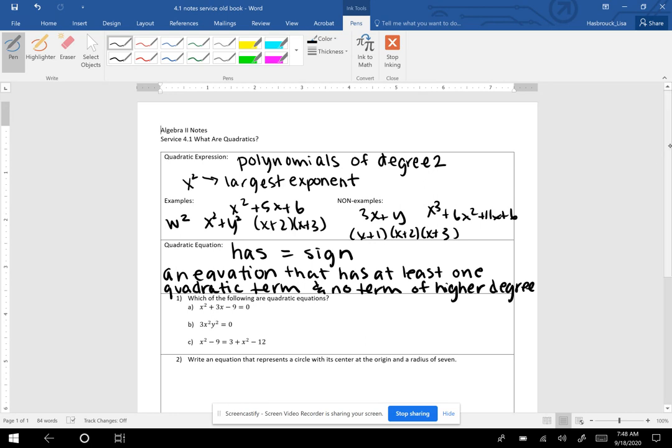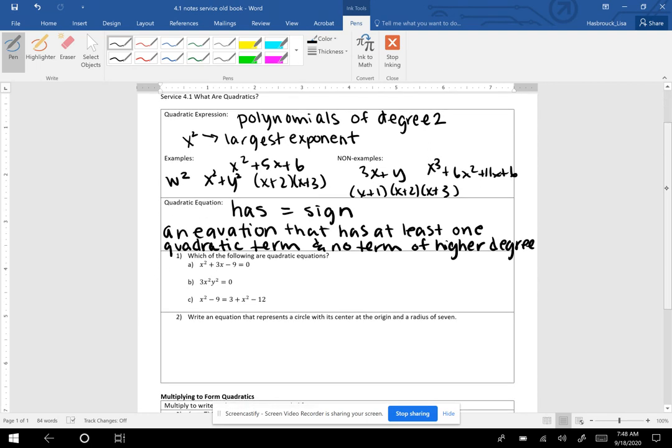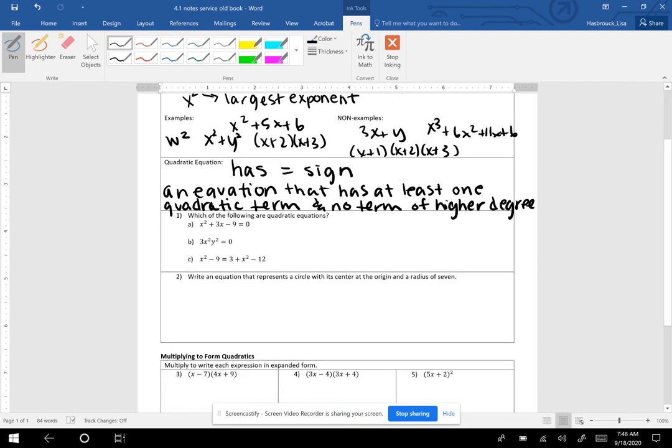Looking at the example to follow, it says, which of the following are quadratic equations? So remember, it has to have an x squared as the largest degree. Looking at part A, the largest degree is x squared, so I would say that's a quadratic equation. Now in part B, the largest degree, since this is all one term, that's a degree of 4. This is not a quadratic equation. However, part C is a quadratic equation because its largest degree is x squared.